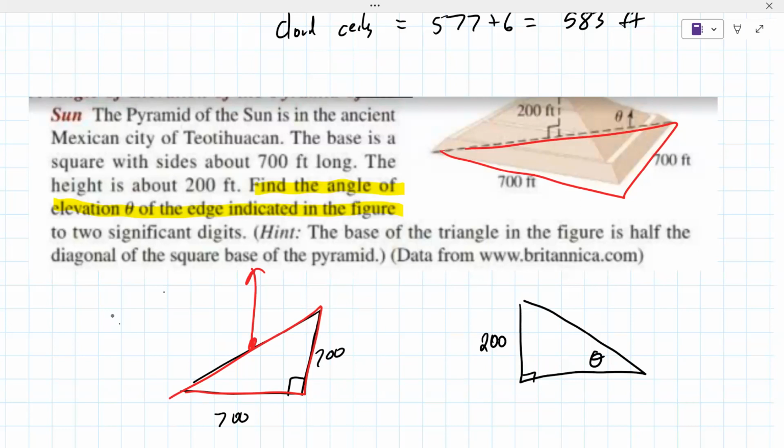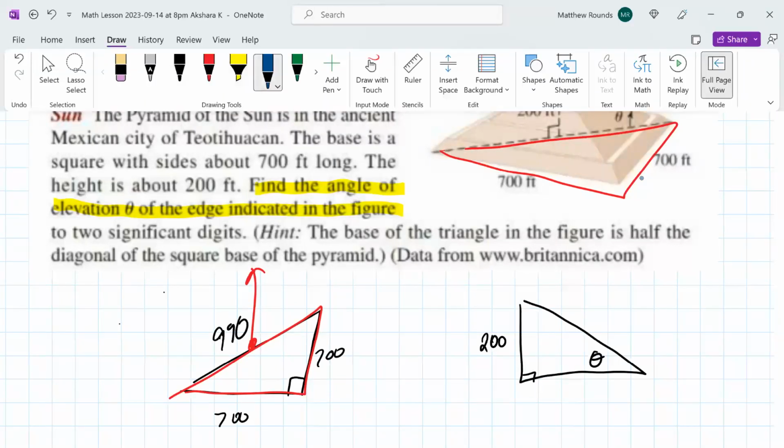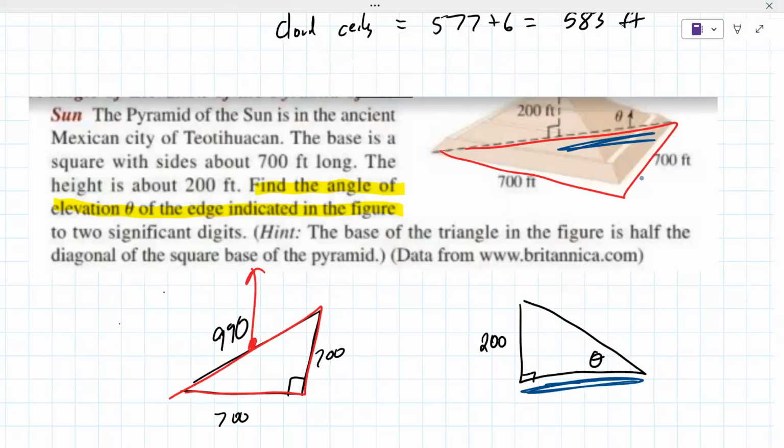990. Okay. So if we cut that in half, that is the length. And I'll put this in blue here. So half of that is this over here. So that's the 990. Okay. And that is enough to allow us to find the angle.